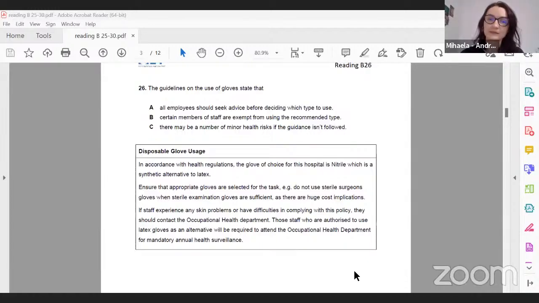I would say C can be eliminated because the text does not mention minor health risks. Do they mention anything about not following the guidance? What happens if somebody doesn't follow? No, it's just huge cost implications. So C can be eliminated. Yes. Okay.